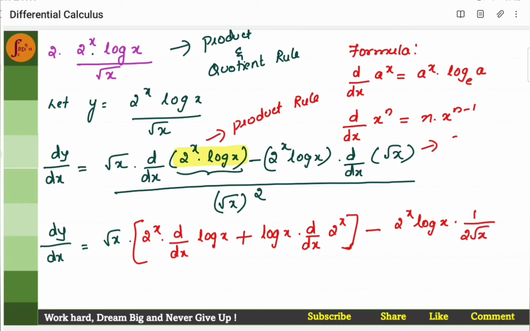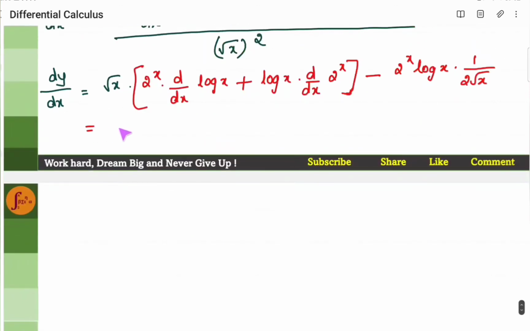Right? I can write root x as x to the power half, and then apply n into x to the power of n minus 1 formula. Right? So 1 by 2 root x. Let's solve this. Root x, derivative of log x is 1 by x plus log x.